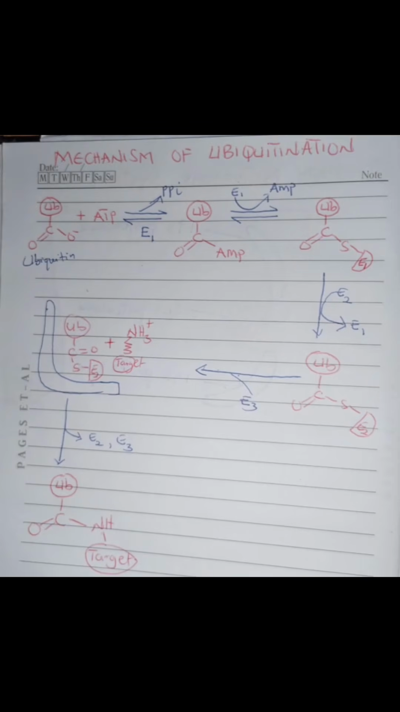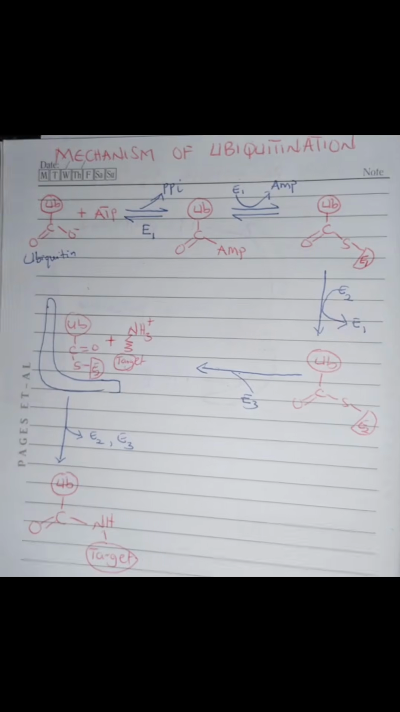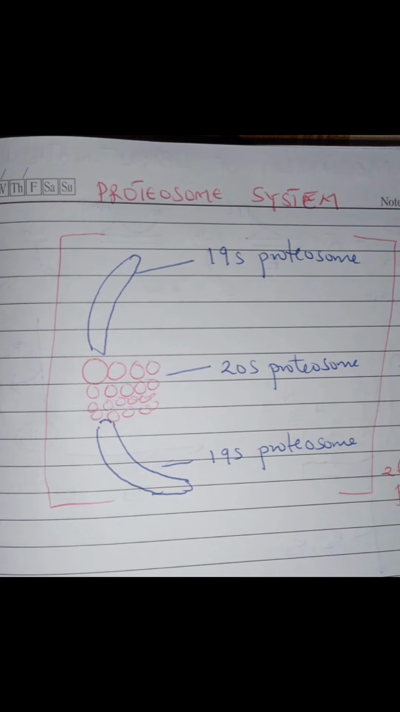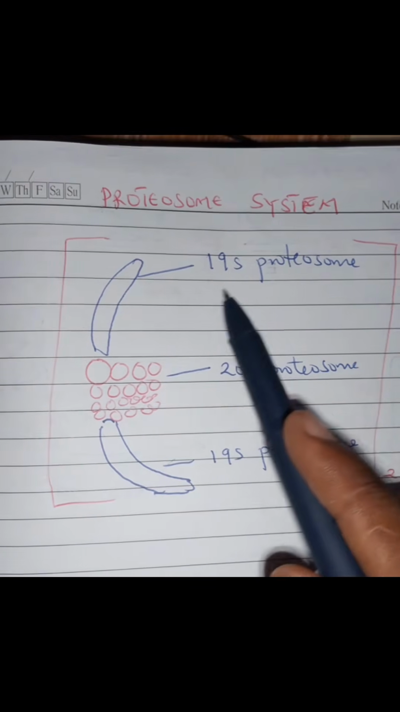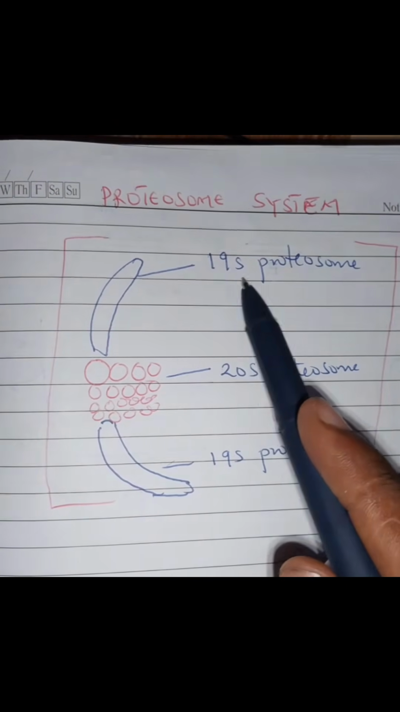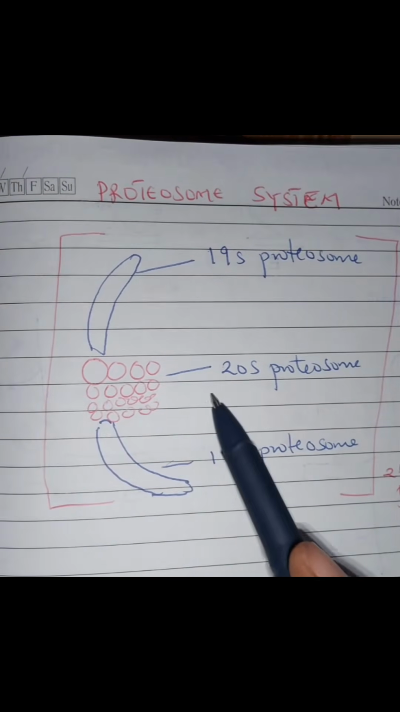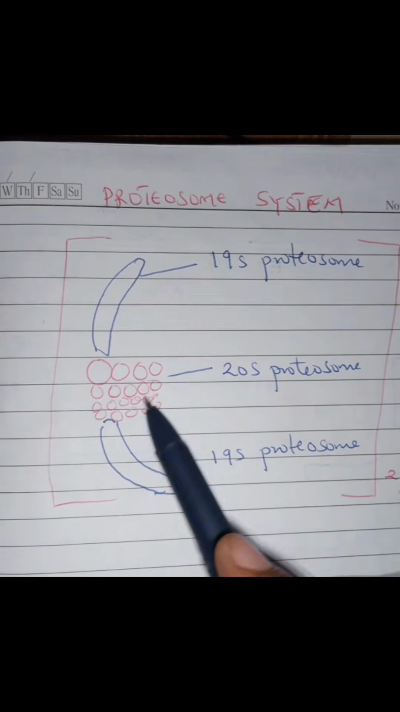Now, after ubiquitin has attached to the target protein, what next? How is the protein destroyed? The protein is destroyed in the proteasome system. The proteasome system, where the defective protein is destroyed, is made up of two apparatus. We have the 19S proteasome, or the regulatory subunit, and we have the 20S proteasome, which is the catalytic subunit.